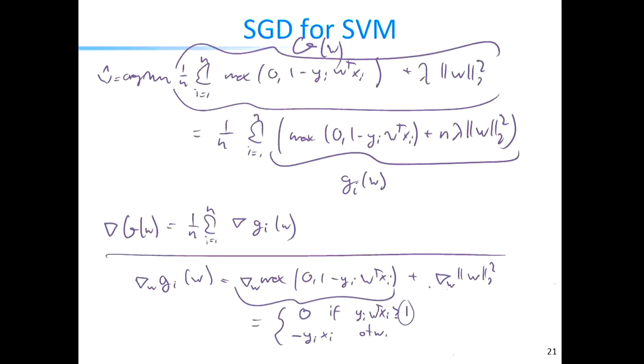And then of course the gradient of this regularizer is just what we had. There's n times lambda here, so this is just 2n lambda w, for the reasons that we had worked out earlier. So this is the gradient of these g_i. And now we can apply the stochastic gradient descent algorithm. We draw one index i, one data point from our data set, evaluate this gradient, and then move a little bit in the negative gradient direction. Any questions?